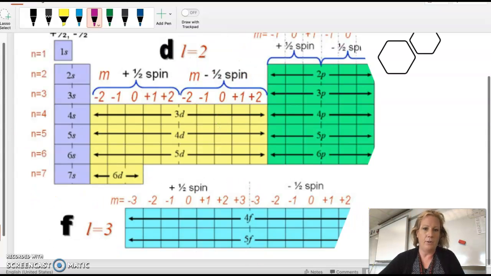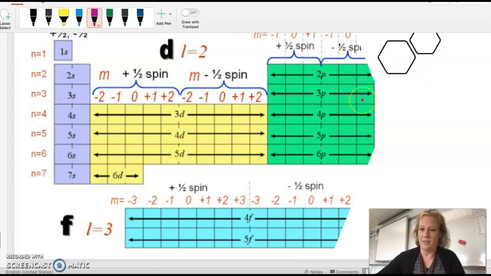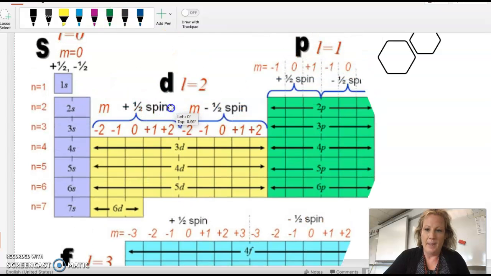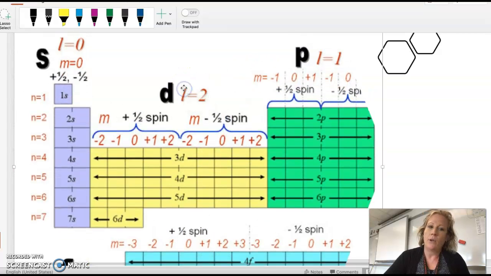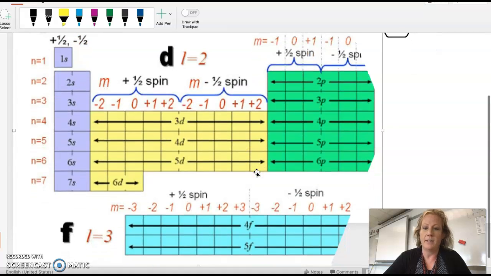So I want to show you this, which can look a little bit overwhelming, and I just wanted to show it to you for you to appreciate that the entire periodic table is based on the quantum numbers. So this is what we call the s block. The middle part is the d block. And then the far right is the p, and the part that's underneath is called the f block.